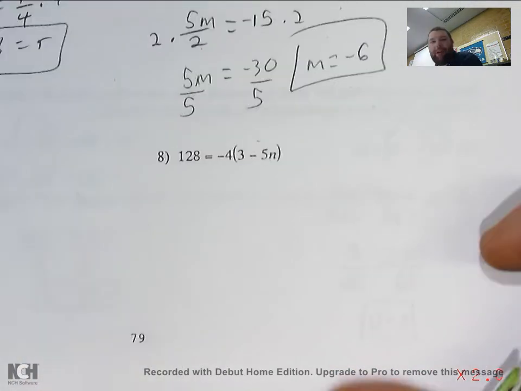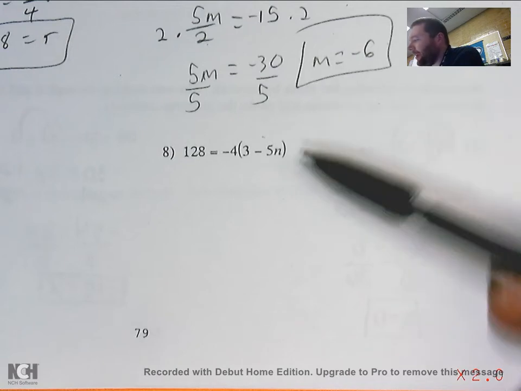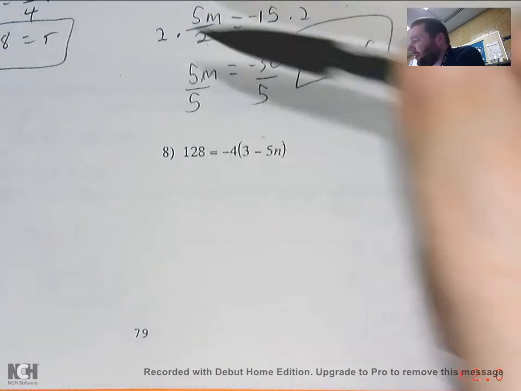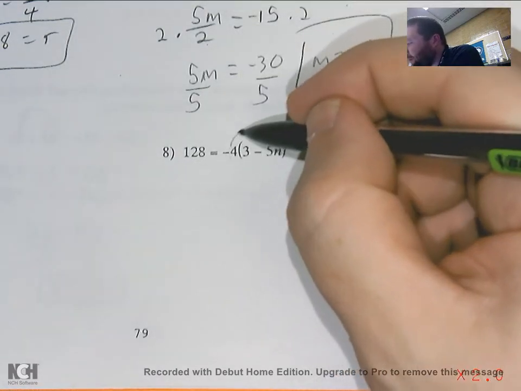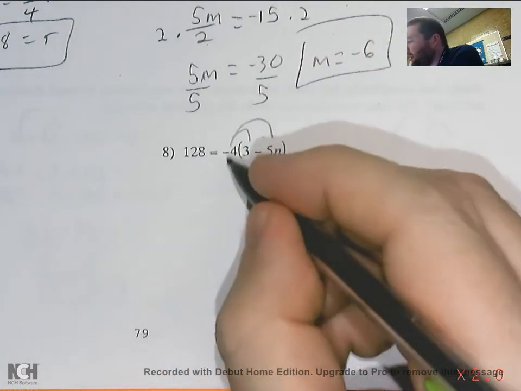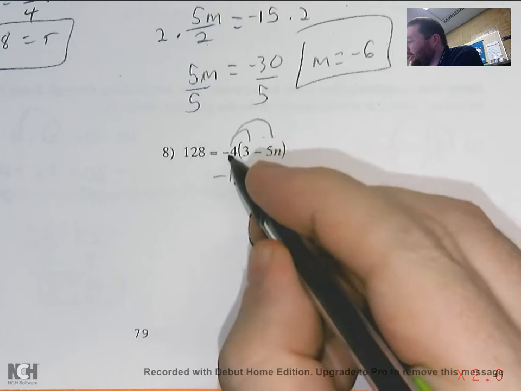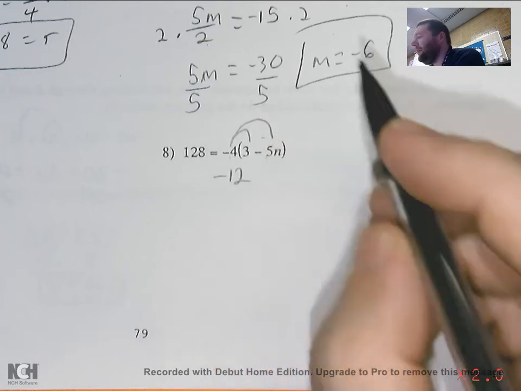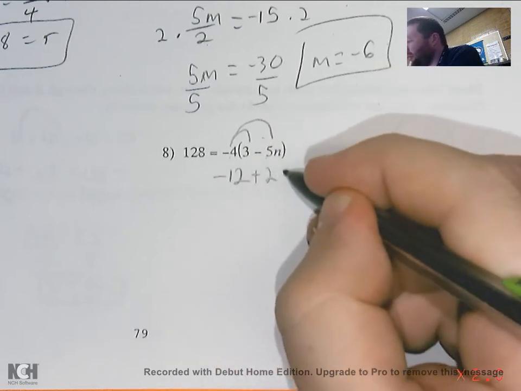Okay, let's try another one. So look at this, we've got the negative 4 in front of the parentheses. So that's the number I'm going to distribute. So negative 4 times 3, negative 4 times negative 5. Negative 4 times 3 is negative 12. Negative 4 times a negative 5 is positive 20n.